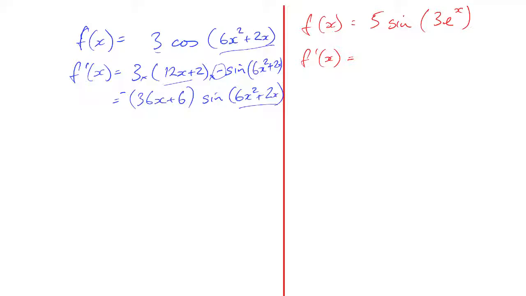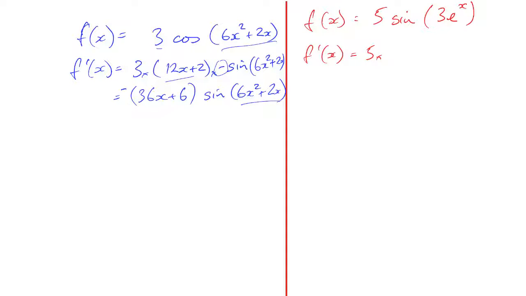The derivative, so 5 stays there. The derivative of 3e to the x is actually 3e to the x. So that stays there. The derivative of sine is cos, positive cos, and of course the angle stays the same. And so we get 15e to the x cos 3e to the x. So we've actually done a chain rule within a chain rule. And that wasn't hard. Enjoy.